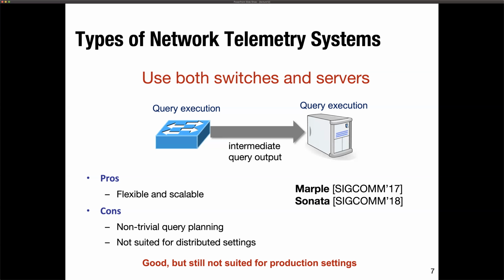So Marple was also a system which came out around the same time. So Sonata and Marple kind of came out. The first idea came out in HotNets 2016, right? And then both these papers kind of got published at different times. But Marple's idea was it didn't focus much on the query planning part, right?